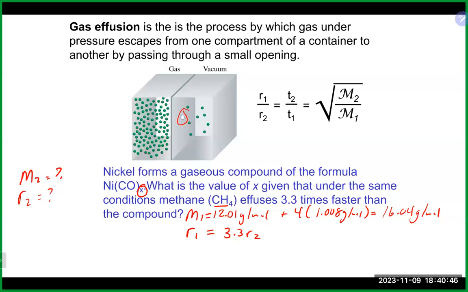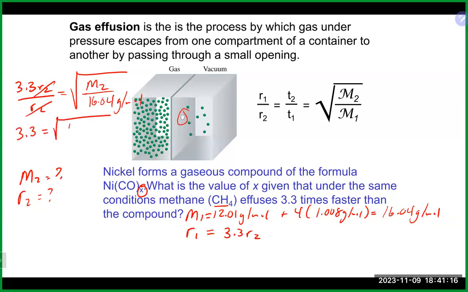So if we go into this, we have R1, which is 3.3 times R2, divided by R2. That's going to equal the square root of M2, which is the molar mass of our unknown compound, divided by the molar mass of our known compound, which is methane, 16.04 grams per mole. The R2s are going to cancel, which means we have 3.3 equals the square root of M2 divided by 16.04. To get rid of the square root, I need to square both sides. So I'm going to square both sides.